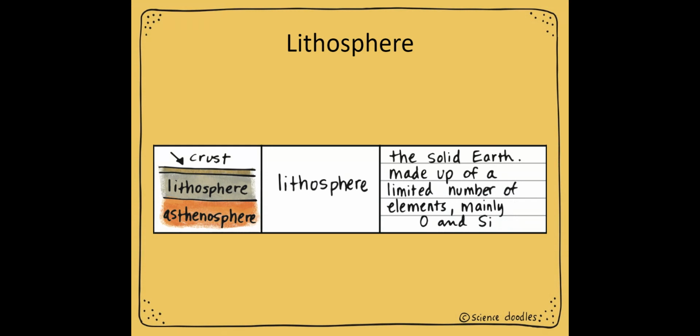Now we are getting to where Earth elements are found. And this is the lithosphere. This is the solid Earth. It's made up of a limited number of elements, mainly O and Si. I can show you all. O is oxygen and Si is silicone. And I'm not sure if you can see this picture or not.